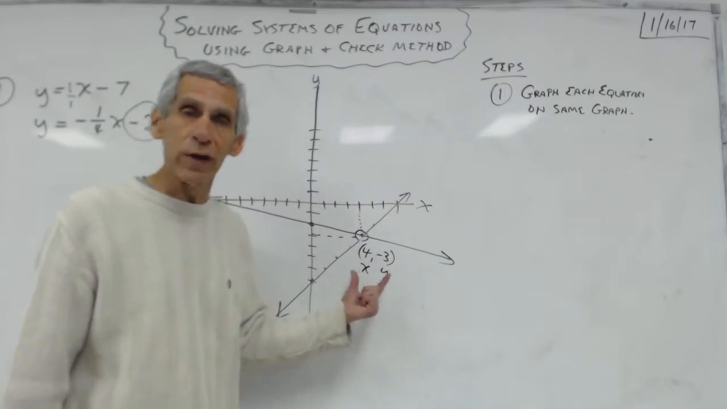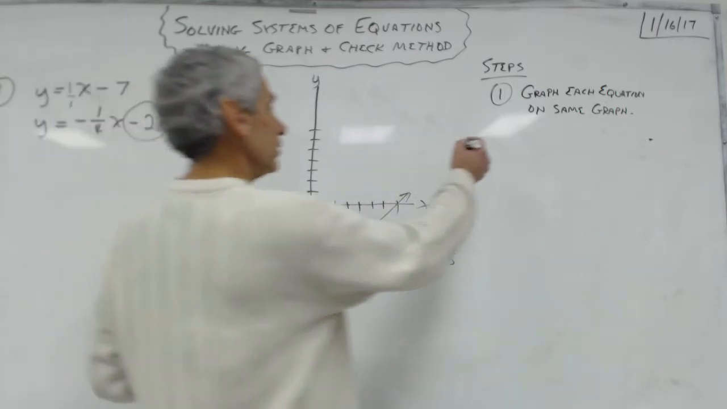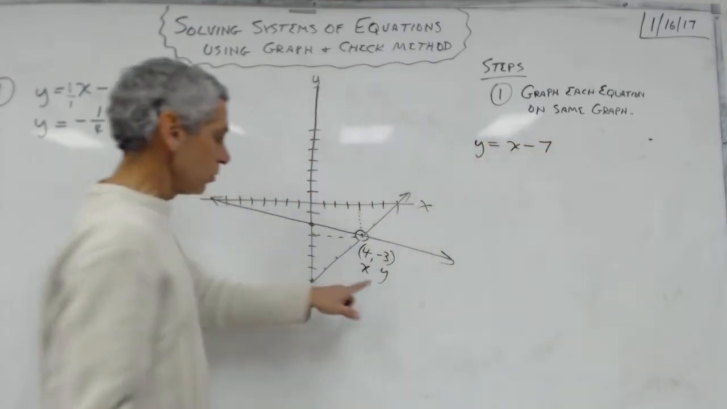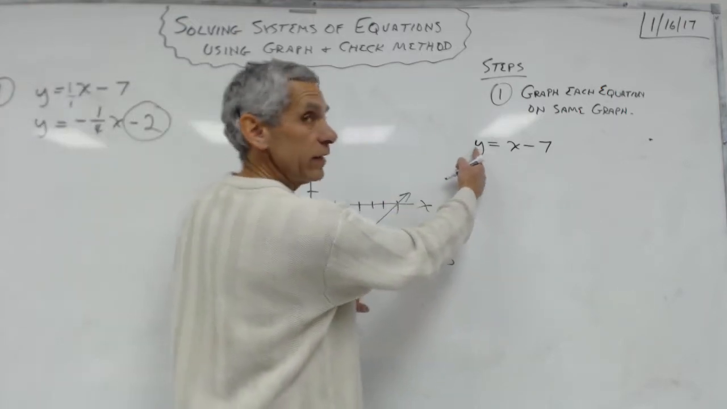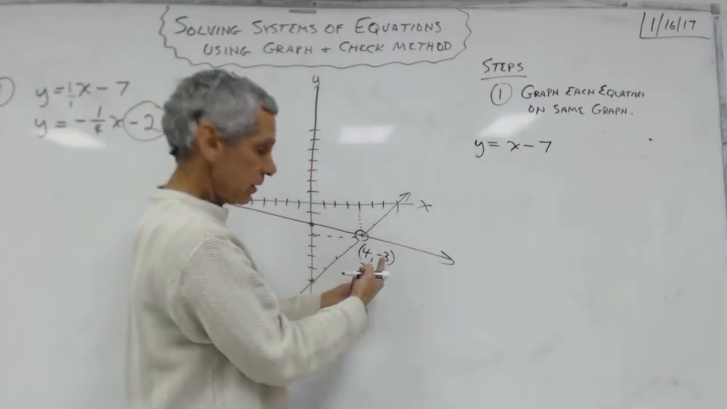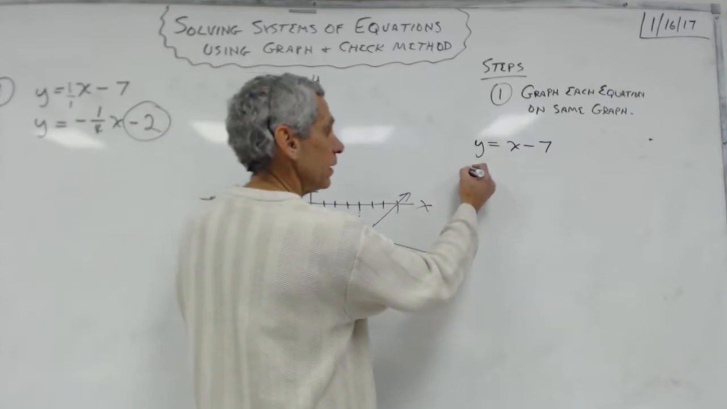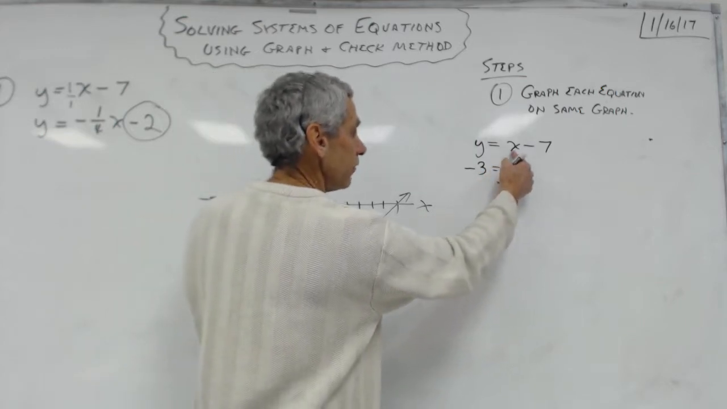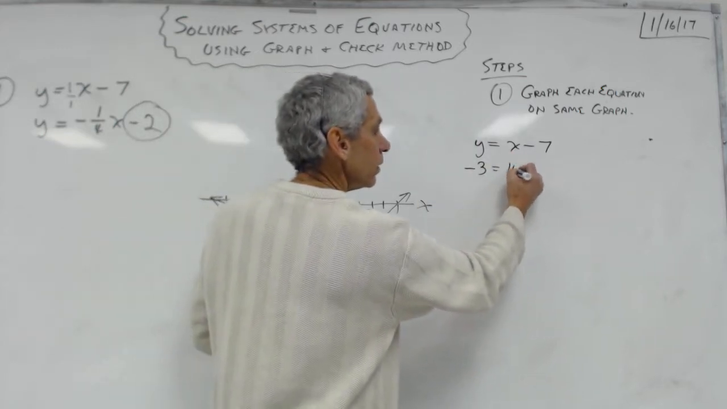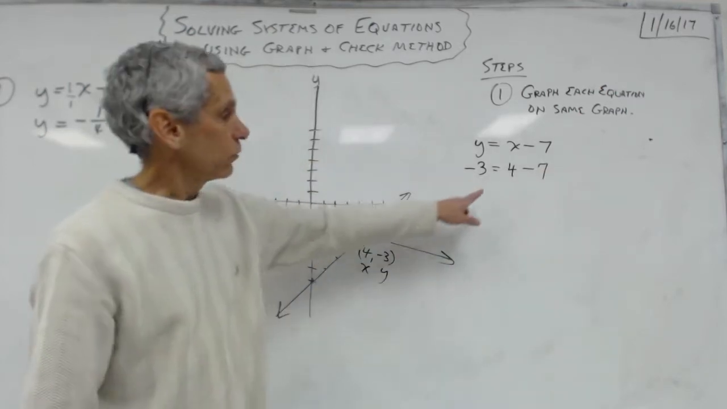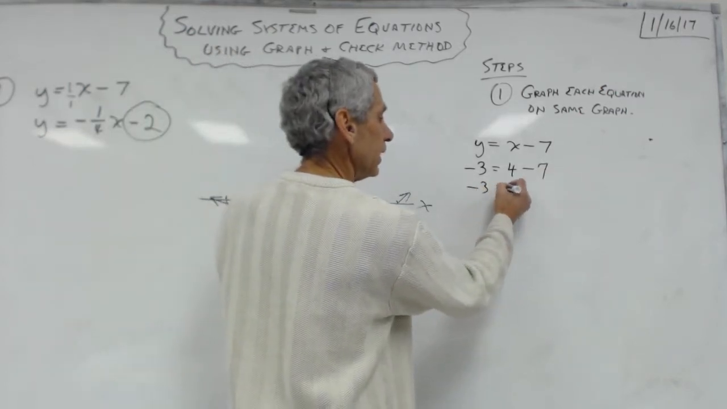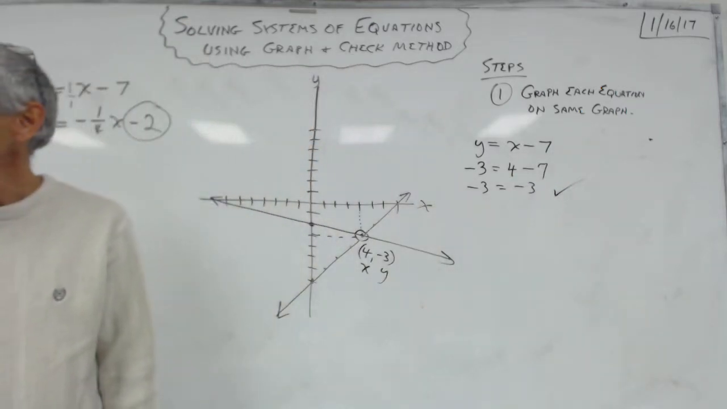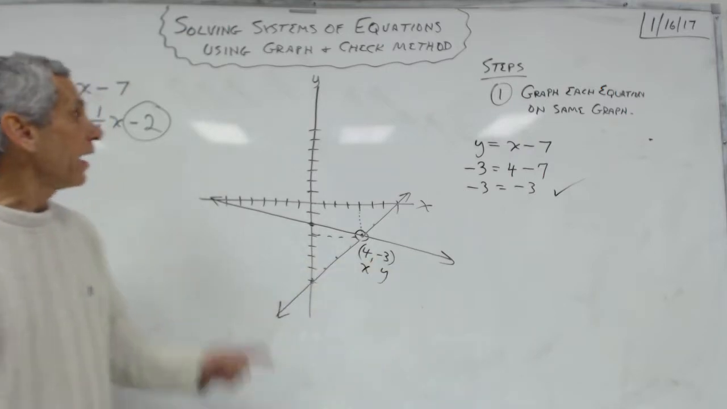I want to know, is this point a solution to this equation? So let's take the first one: y equals x minus 7. My y is -3, so in place of y I'm substituting -3, and instead of x, I'm going to put 4 minus 7. What is 4 minus 7? -3. -3 equals -3. Is that true? Yes, it checks. Now, am I done? No, because you have to do the second equation.